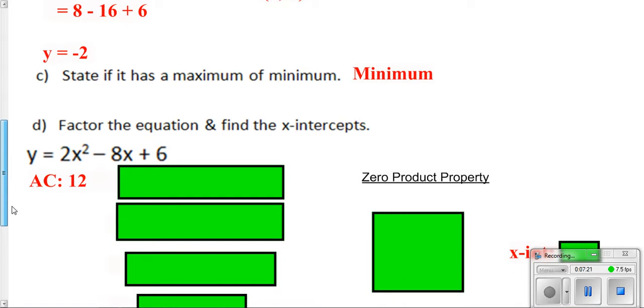Now, D is slightly different from the previous problem in 4. In 4, the A value was 1. Now, your A value here is 2. When A is greater than 1, or when A is not 1, remember what we do. We take the product of A times C. So I take 2 times 6. There's that AC value. 2 times 6 is going to be 12.